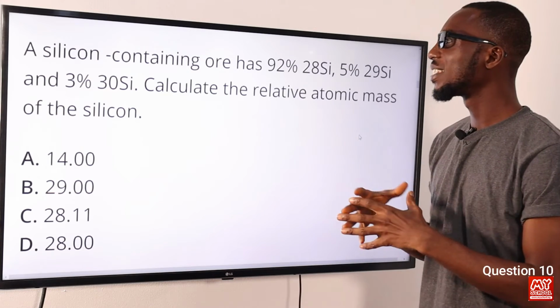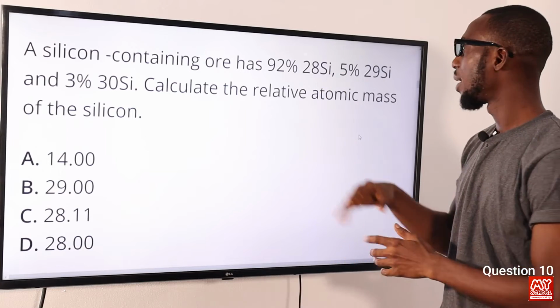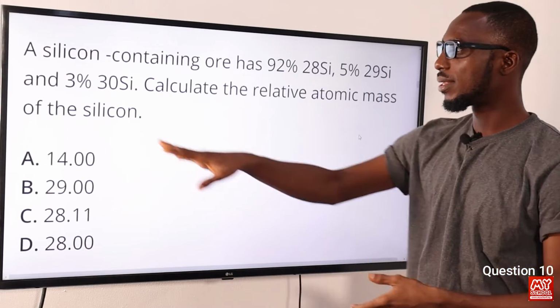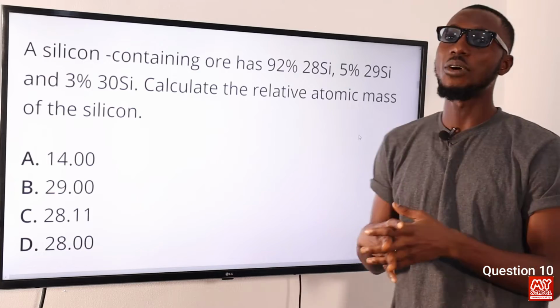So join me as we solve question 10. A silicon containing ore has 92% silicon-28, 5% silicon-29, 3% silicon-30. Calculate the relative atomic mass of silicon.